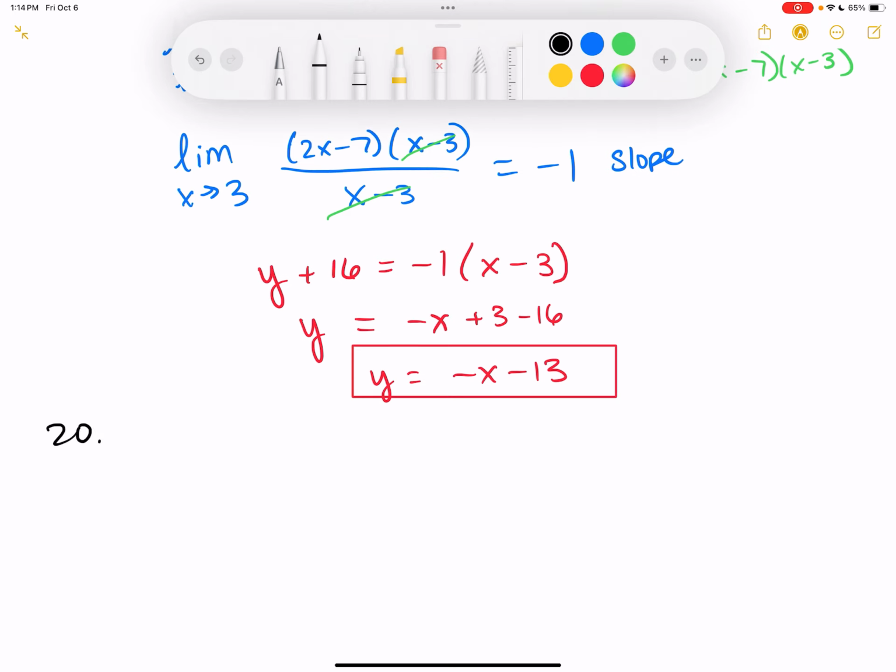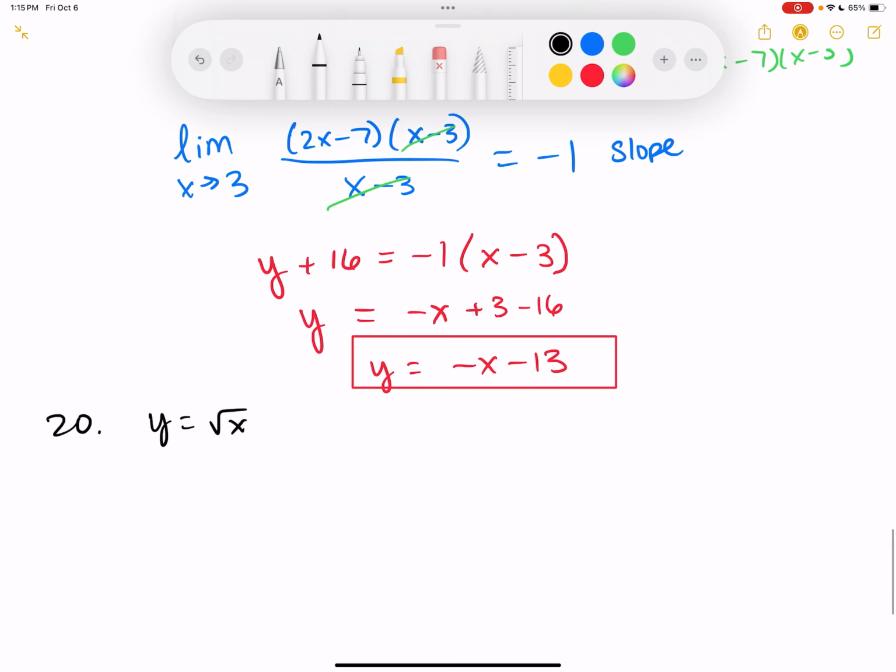So 20 says to find the lines that are tangent and normal to the curve y equals the square root of x at x equals 4. So we want the tangent and the normal this time. Same process, limit as x approaches 4 of the square root of x, so it's f of x minus f of a. If we plug in 4 for x up here, what do we get? 2. So that's going to be minus 2 over x minus a, so x minus 4.